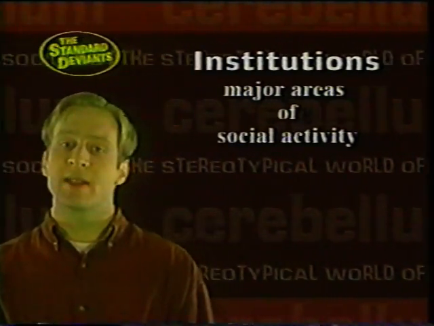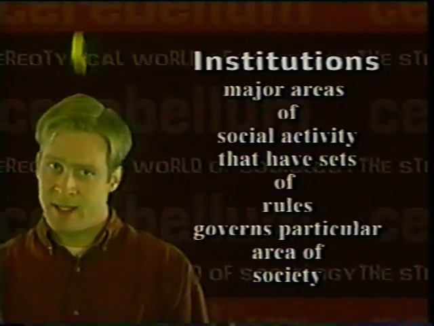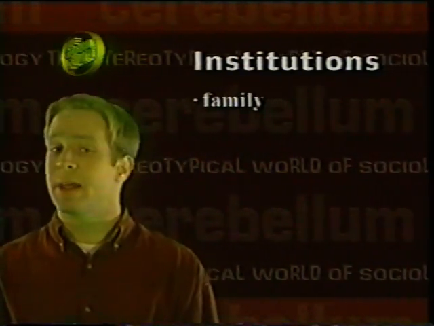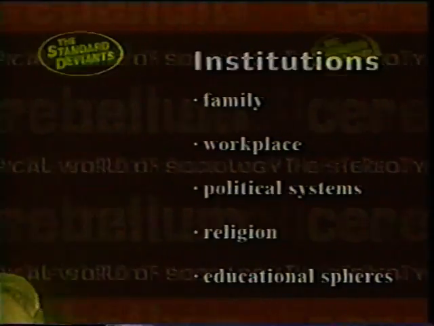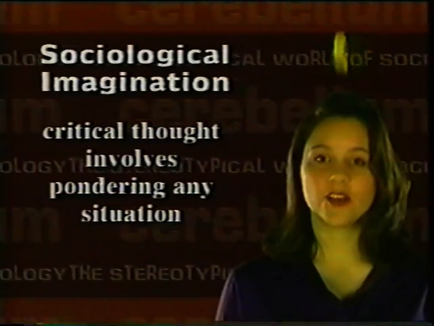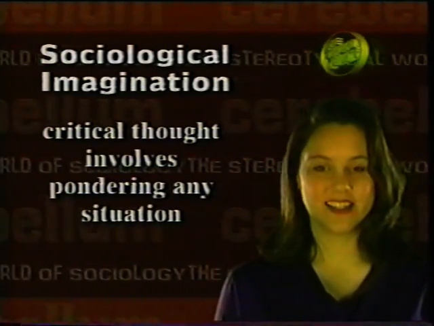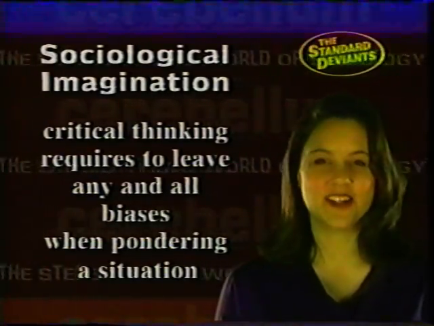And recall that institutions are major areas of social activity that have sets of rules which govern a particular area of society. Examples of institutions include family, the workplace, political systems, religion, and educational spheres. Lastly, we unearthed the concept of the sociological imagination. Sociological imagination asserts that critical thought involves pondering any situation. Critical thinking requires that you leave any and all biases at the door when you ponder the situation.